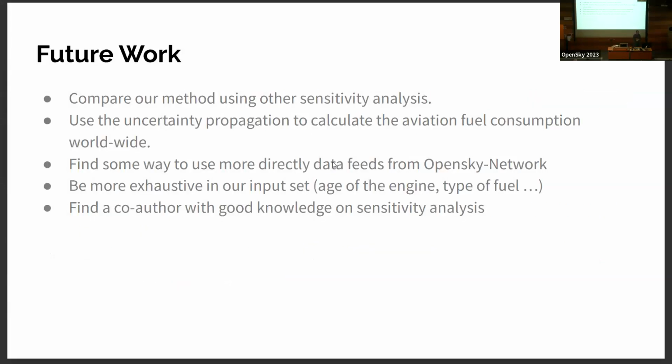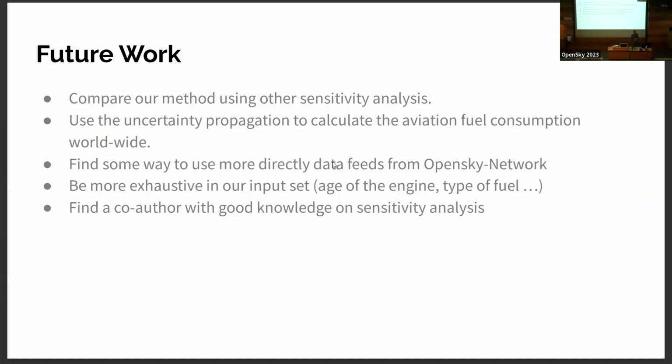For future work, it would be interesting to compare our model and our method using other sensitivity analysis methods. There are a lot of them on OpenTerms, and it would be interesting to check others. We could use the uncertainty propagation to calculate the aviation fuel consumption worldwide, to check if what we get is more or less in the same area as the other methods. Of course, this is complicated because a lot of uncertainties are evening out depending on, for example, if you fly over the Atlantic.